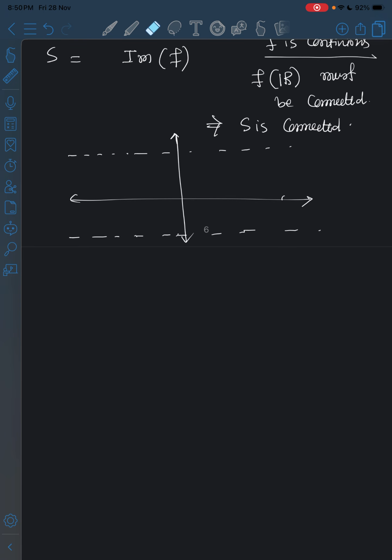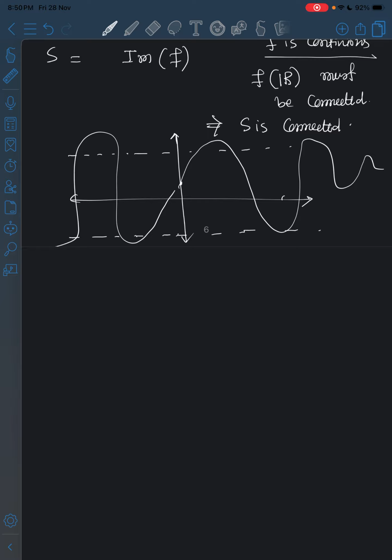Now p(0) is less than 1, so p(0) is somewhere here. Now if you draw some picture, wherever this is, then this can be something like this, whatever it can be, something like this, right? But is this possible? Can it go up and down like this infinitely many times? Is it possible?